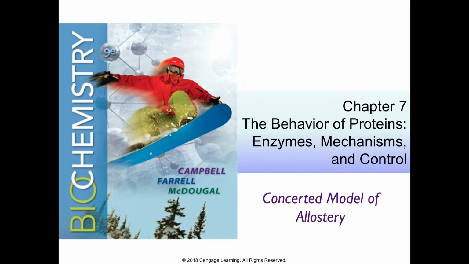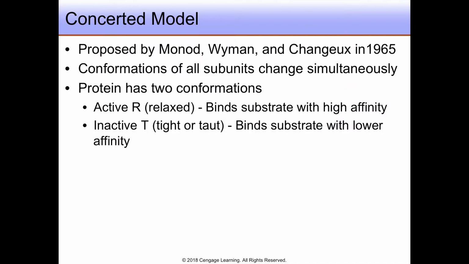There are two principal models for the behavior of allosteric enzymes, and we want to consider the concerted model in this lesson. It was first proposed by Monod, Wyman, and Changeux in 1965 and proposes that all subunits within the enzyme change their conformations in concert, that is, simultaneously. All allosteric proteins may adopt the active, or R form, or the inactive T form. In this model, the change between these two forms occurs for all subunits at the same time.